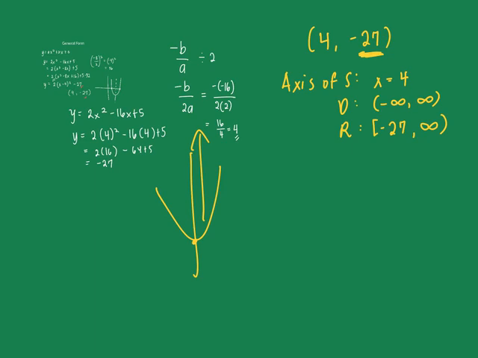Now, what else are we missing? Oh, we need to find the y-intercept. So how do we find the y-intercept? We just have to plug in 0 for x. Okay, I forgot the y. y equals 2 times 0 squared minus 16 times 0 plus 5. I think you know where we're going, and that's going to leave us with 5. So that means our y-intercept would be at (0, 5).